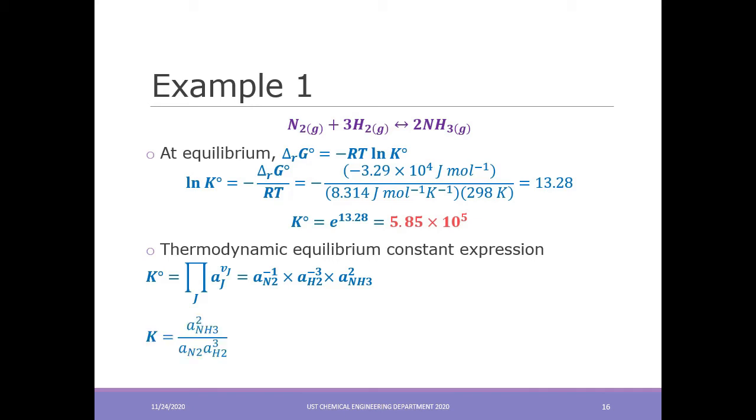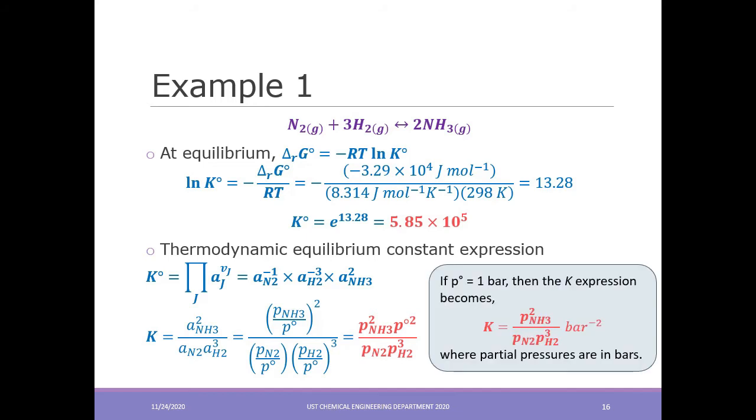After rearranging, we replace the activities with approximations for gas phase reactions, which is the ratio of partial pressure and standard pressure. Simplifying, we get this resulting expression. If we express the units in bars, then the standard pressure is just equal to 1 bar, and the K expression can be further simplified to this. If we evaluate the resulting dimensions of K for this expression, we'll see that it is given as bar raised to negative 2.